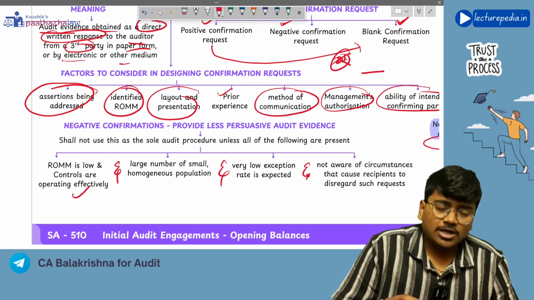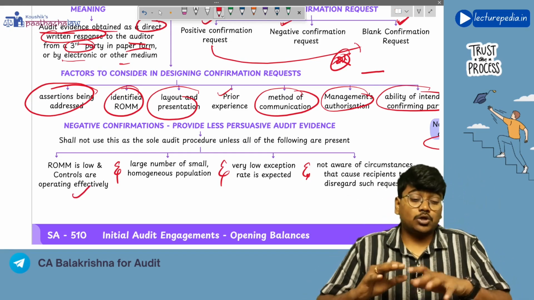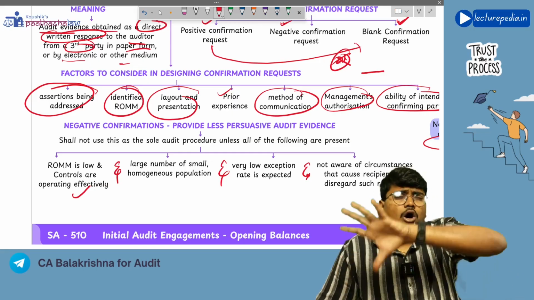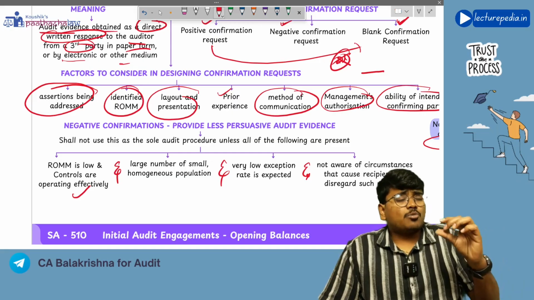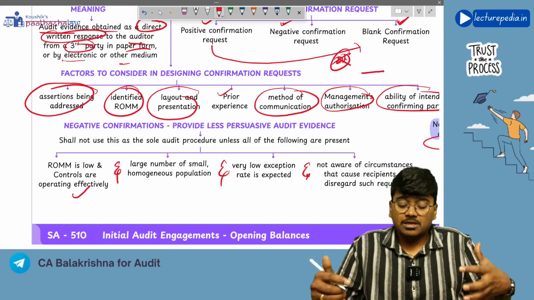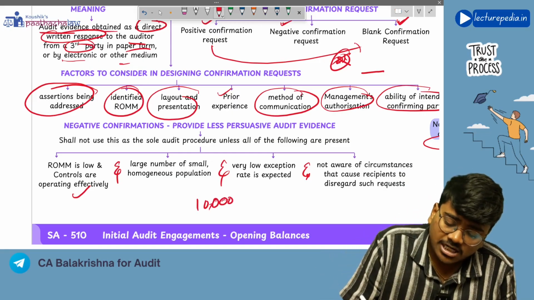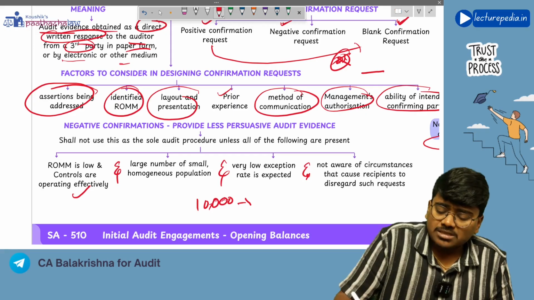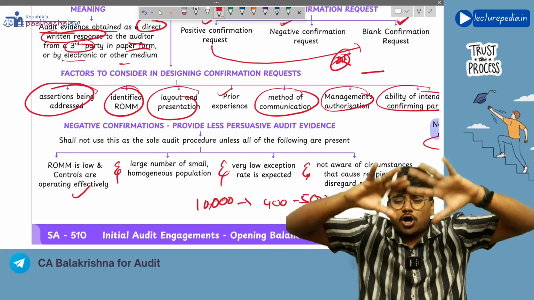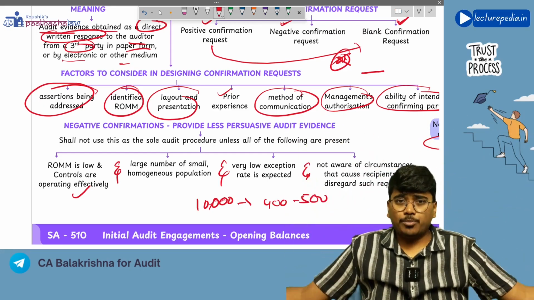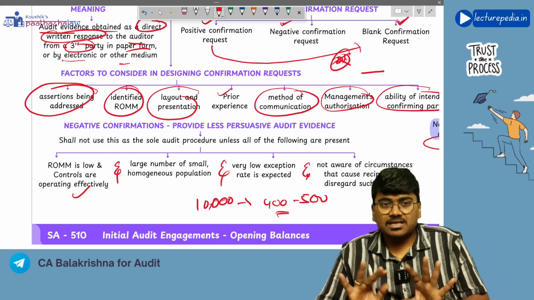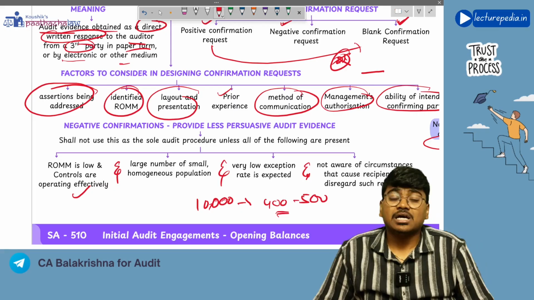What are they? First of all, the ROMM of that particular area should be low and controls around that area should be operating effectively. Next, that area should contain a large number of items, a small-value homogeneous population. Homogeneous means all similar items, like there are 10,000 debtors whose value is between 400 to 500. So these are a large population with small amounts but homogeneous in nature. Understanding, this condition also should be present to use negative confirmation request.